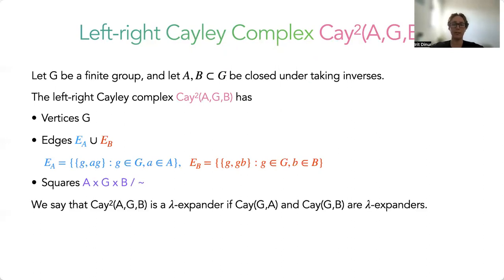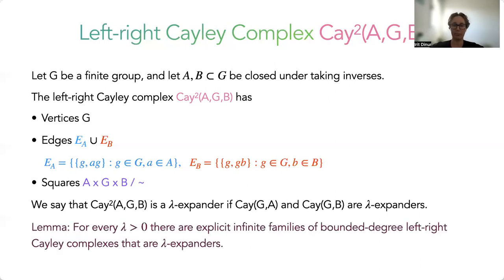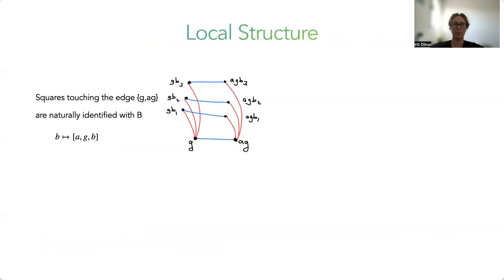We're going to also say that this left-right Cayley complex is a lambda expander if each of the Cayley graphs, GA and GB, each of them is itself a lambda expander. I haven't defined what this is, the standard notion. Lambda is an upper bound on the second eigenvalue of the normalized adjacency matrix of the graph. And of course, it's a well-known theorem that we have explicit constructions. So for any lambda, even as small as we want, there are many explicit families of bounded degree Cayley graphs, which will give us bounded degree left-right complexes.